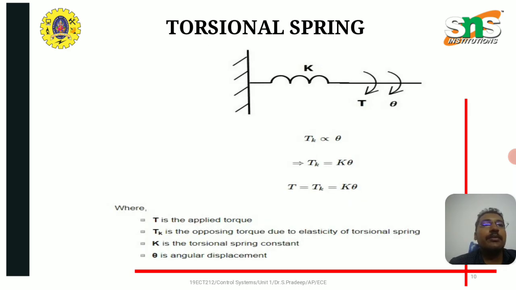In torsional spring, T equal to Tk, which is equal to K theta, where T is the applied torque, Tk is the opposing torque due to elasticity of torsional spring, K is the torsional spring constant and theta is angular displacement.